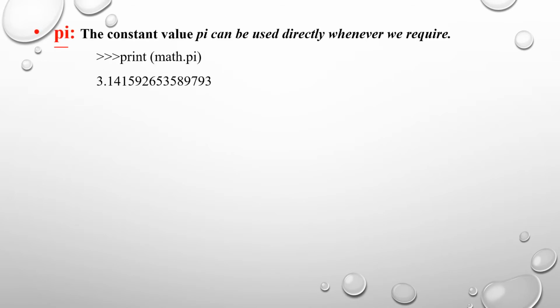Pi is one of the math constants. The constant value pi can be used directly whenever we require it. So this is math.pi, where pi is the name, and it will give the constant value 3.14.